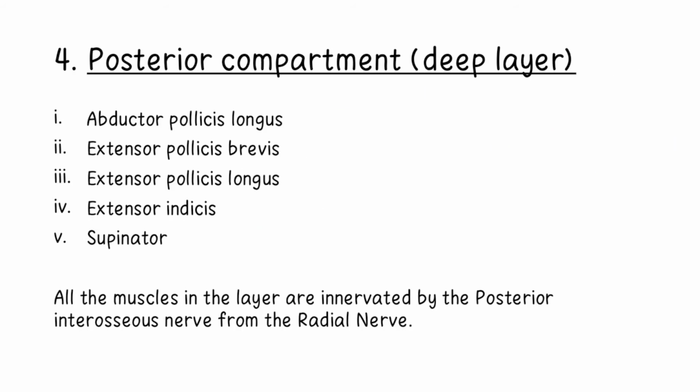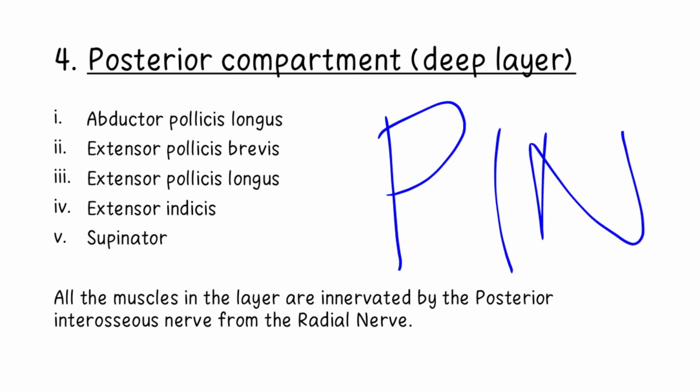Number 4, the posterior compartment, the deep layer. We have 5 muscles here: the abductor pollicis longus, the extensor pollicis brevis, the extensor pollicis longus, the extensor indicis, and the supinator muscle. Now I would say all the muscles in this layer are innervated by the posterior interosseous nerve from the radial nerve. So they are all supplied by the PIN, like I said before, and this is a branch of the radial nerve in the forearm.